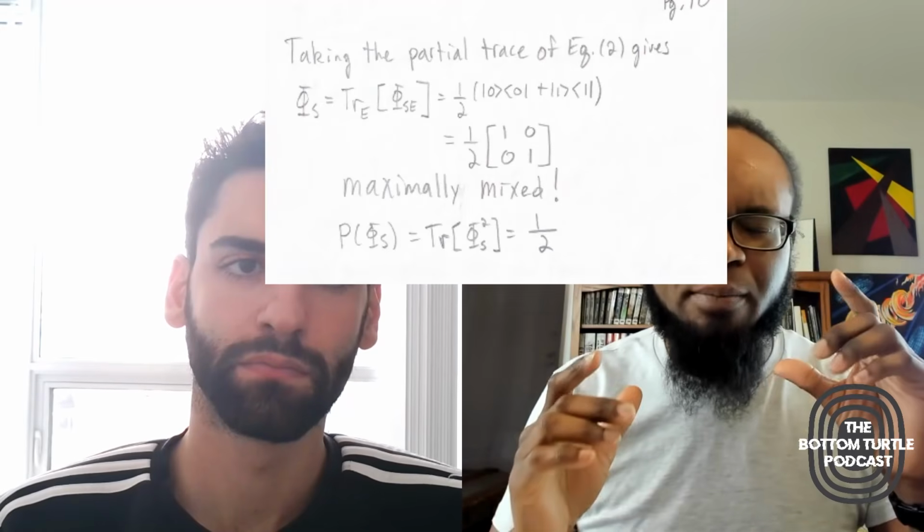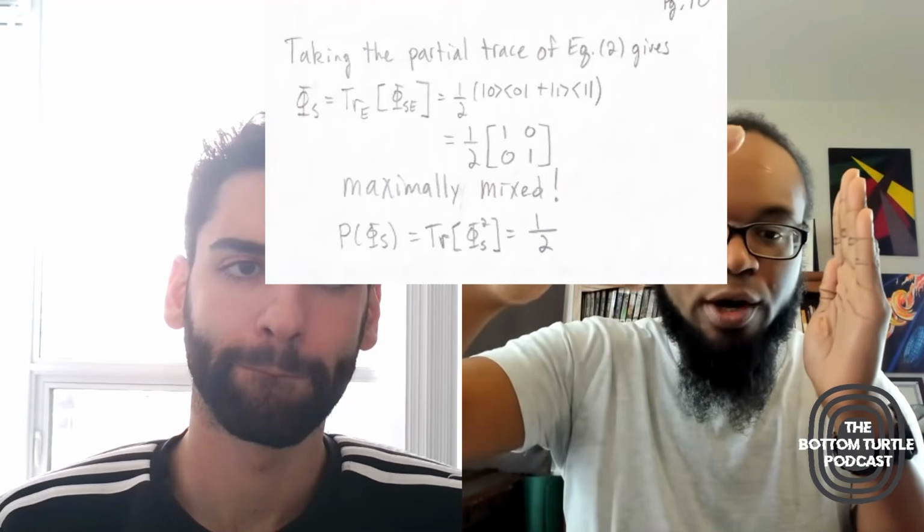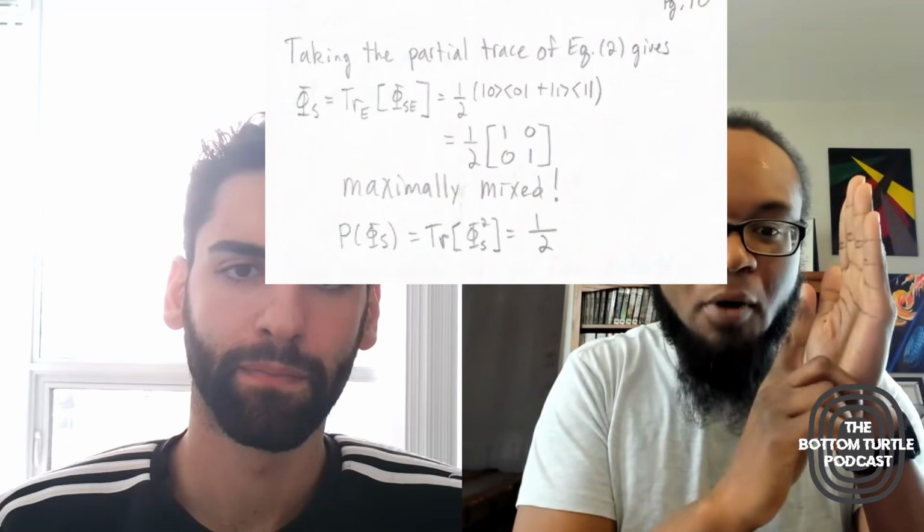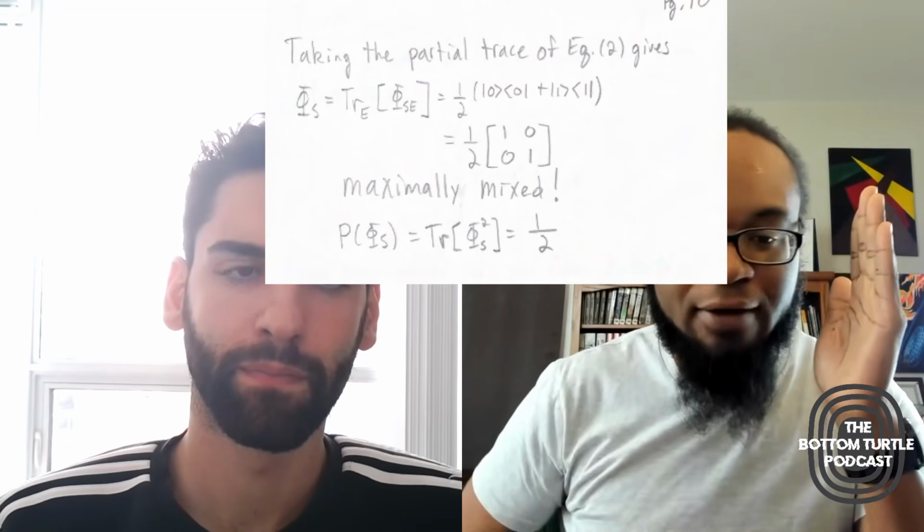Remember, the purity can have values between 1 over the dimension and 1. So it's literally the smallest value of purity you can have. And so what that means is that it's maximally mixed. So I take this composite system, I look at one subsystem of it, and the information contained in it is 0 information. It literally has no information in it at all. And so what that's telling you is that it is maximally mixed.